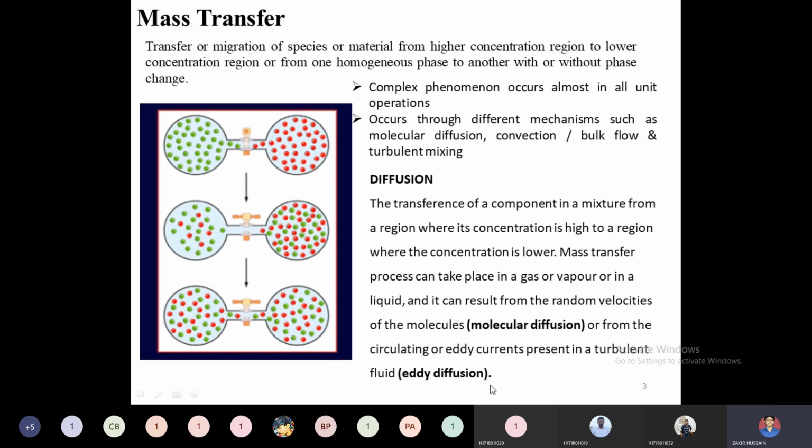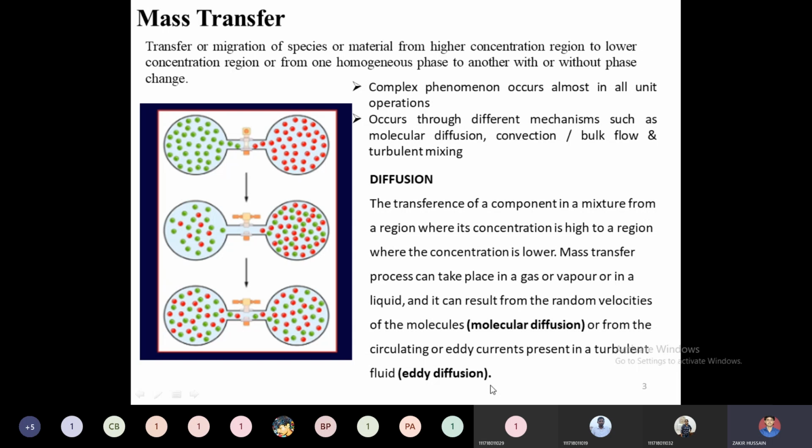Then what is mass transfer? Mass transfer is nothing but a migration of species from a higher concentration level to a lower concentration level. This is nothing but mass transfer. Similar to heat transfer, where we assume the transfer of heat from a higher temperature region to a lower temperature region. Because this is a mass transfer course, here mass is being transferred.